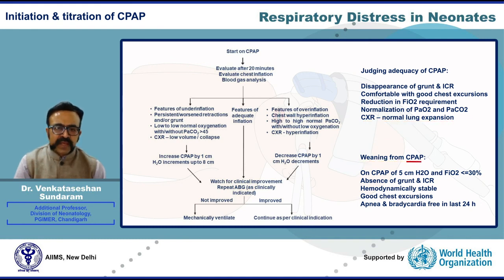Weaning off from CPAP is another important point. In general, the weaning should follow the same principles as when we went up. You would decrease the pressures by 1 centimeter water decrements and the FiO2 by 2 to 5% at any given time point. At 5 centimeters of water and less than 30% FiO2, and in the absence of grunt and retractions and apnea and bradycardia in the last 24 hours, one may consider removing the CPAP.